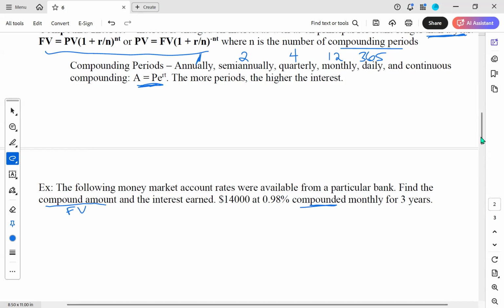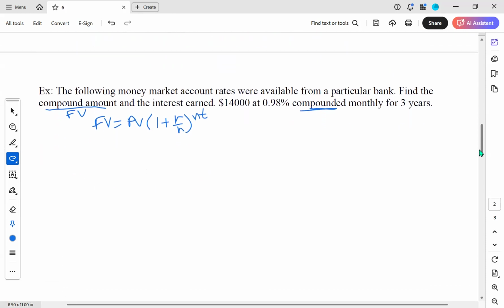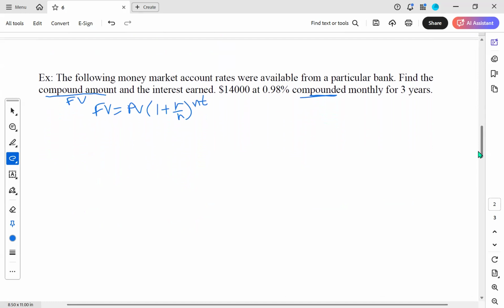All right. So I'm going to use my future value equals my present value times 1 plus R over N raised to the NT. Okay. So now that I've got my formula, I'll go ahead and plug in my amount. Since we want to find the future value, that tells us that the 14,000 is our present value. So I'm going to have my future value is equal to 14,000 times 1 plus our rate, our percent. So that's going to be 0.0098 divided by N, which is our number of compounds. Because we're compounding monthly, that's 12. So we're going to divide by 12 and we're going to raise this to the 12 times 3 because we're doing it for 3 years.